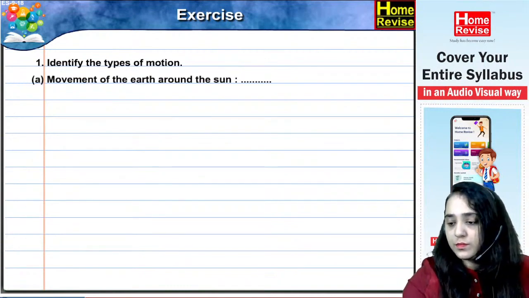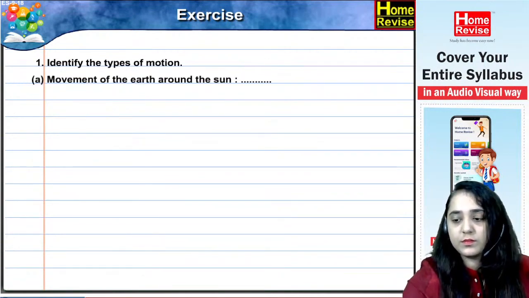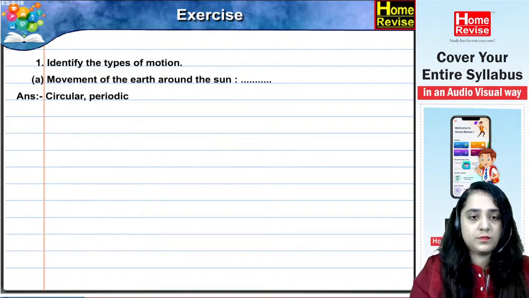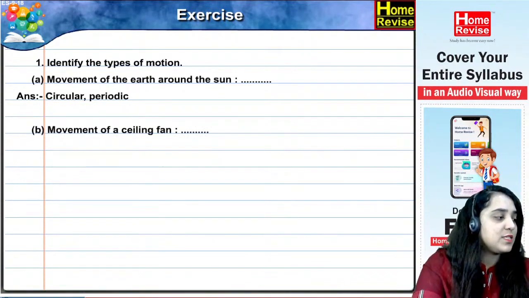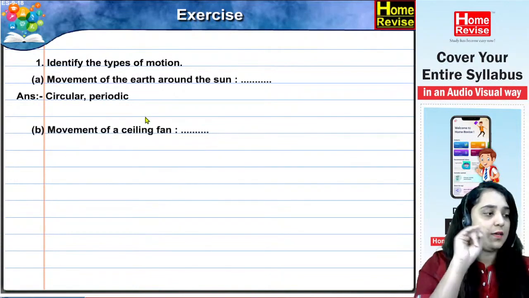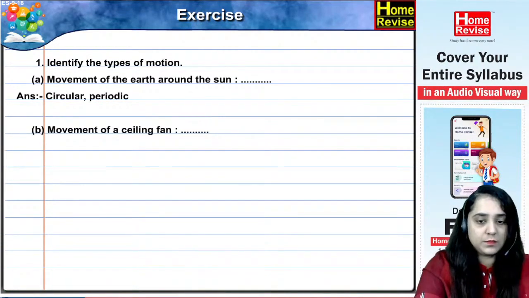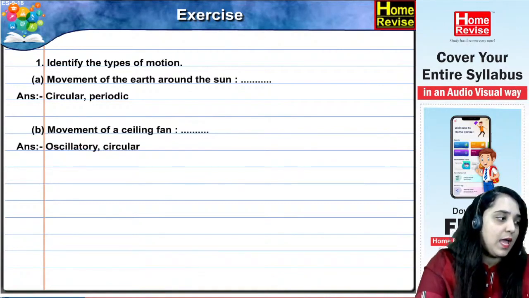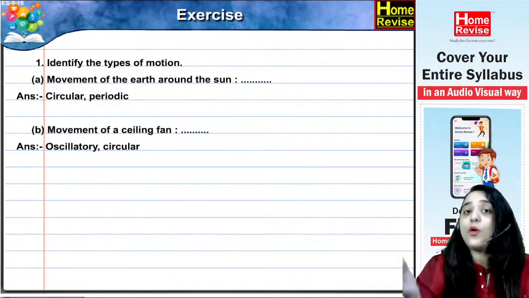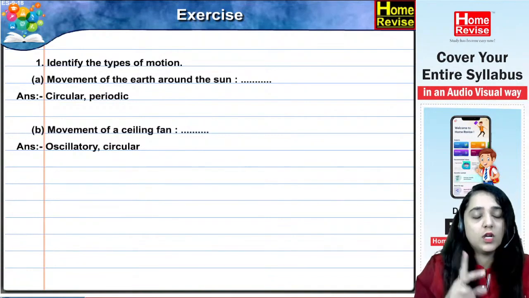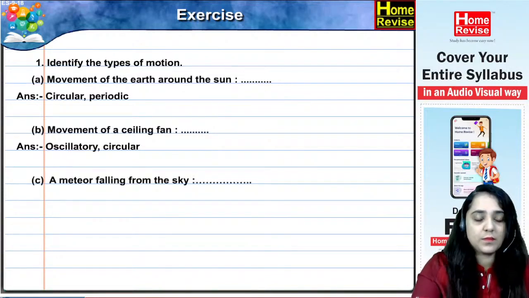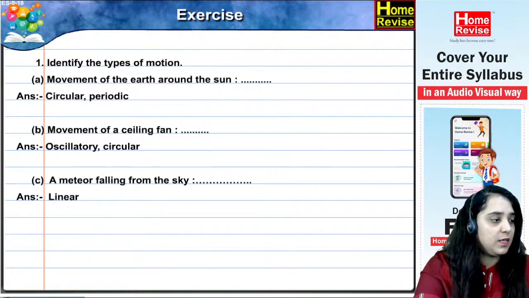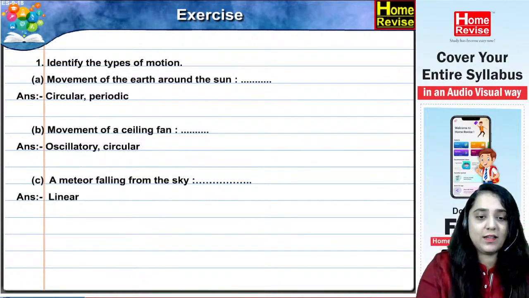A. Movement of the earth around the sun. Answer: circular, periodic. B. Movement of a ceiling fan. Can anyone tell me what is the movement of a ceiling fan? Answer: oscillatory and circular. So as I said, whatever object you take, it will not have only one motion; more than one motion can also occur. C. A meteor falling from the sky. Answer: linear. Yes, it moves in a straight line.